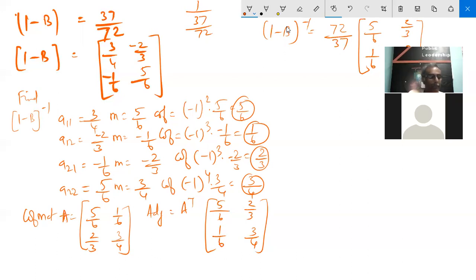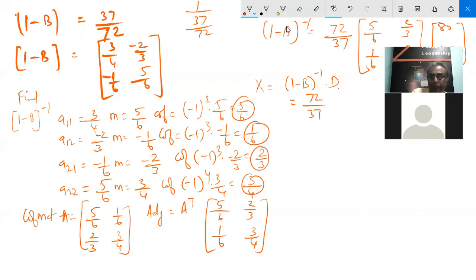Now we have to do x equal to (I minus B) inverse into D. D, I told you, is 80 by 40. This is 80, this is 40. This is the new demand. So (I minus B) inverse times the new demand will be equal to 1 by 37 times the matrix 72, 72 and so on.